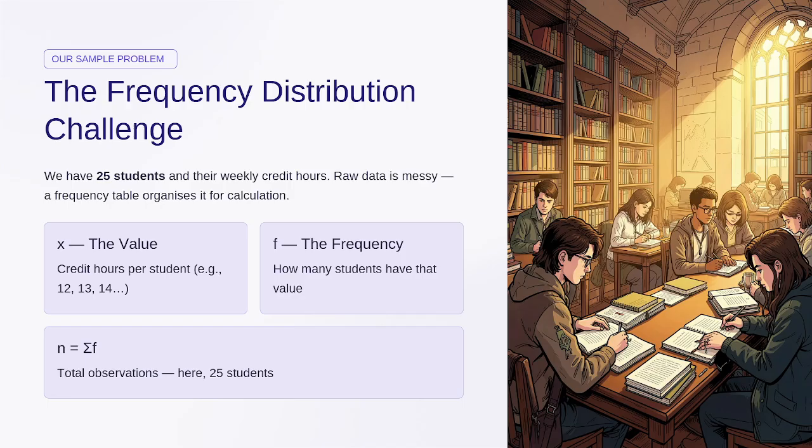The second column is F. This is frequency. Frequency means how many students have that particular value. For example, if X equals 14 and frequency equals 8, that means 8 students are taking 14 credit hours. The total number of observations is represented by N, which is equal to the sum of F, the sum of all frequencies. Here the total number of students is 25.